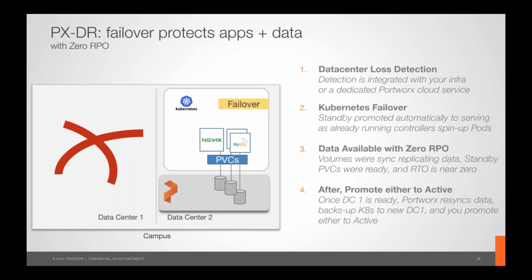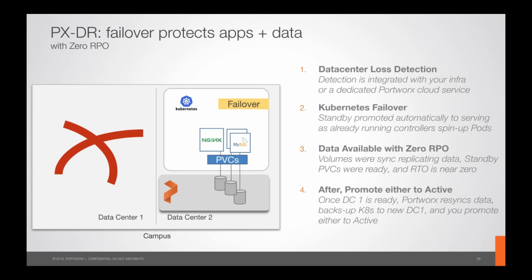When data center one goes down, Portworx detects that data center one is not available through, again, as I said, an infrastructure or a cloud service. And then it starts to automatically promote the applications on the standby cluster, which were ready, and they start to spin up the pods. Volumes were already syncing the replication data. And since standby PVCs were ready, the RTO is near zero, and RPO is actually zero.